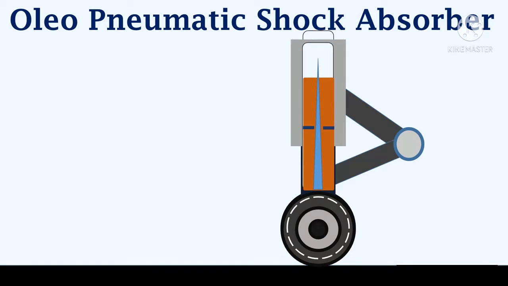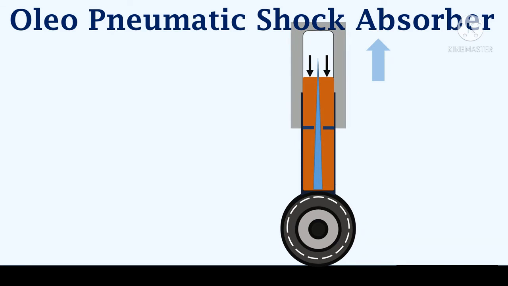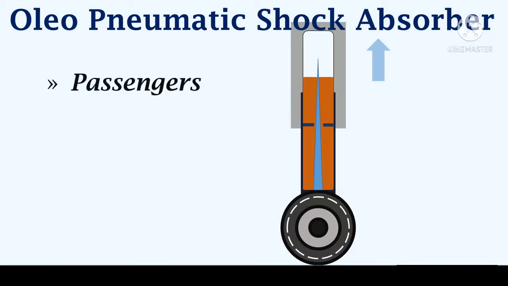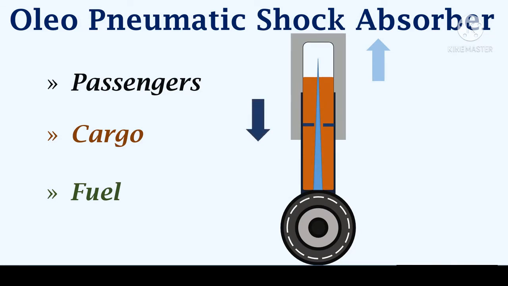As the speed of the aircraft reduces, the compressed air starts to expand. This will push the hydraulic fluid back into the inner cylinder through the orifice. This tends to move the outer cylinder upward. After the aircraft has landed, the passengers will start boarding, the cargo will be loaded, and the fuel will be filled in the fuel tanks. This will cause the outer cylinder to move a little downward because of the increase in weight of the aircraft.